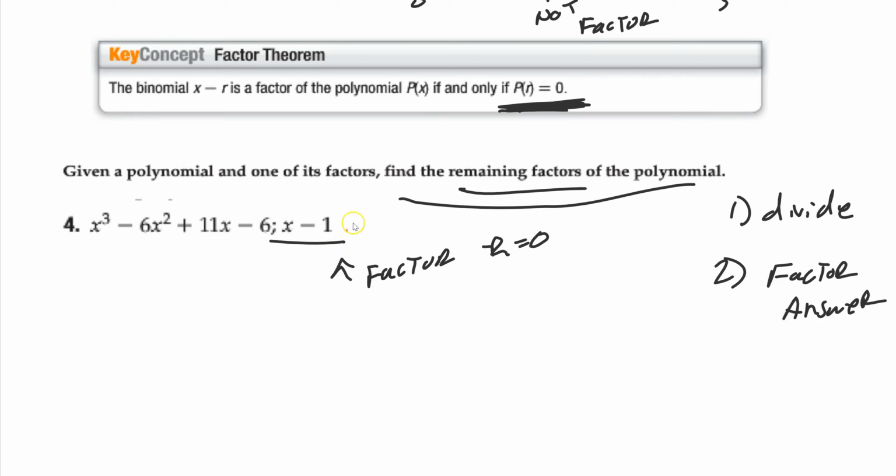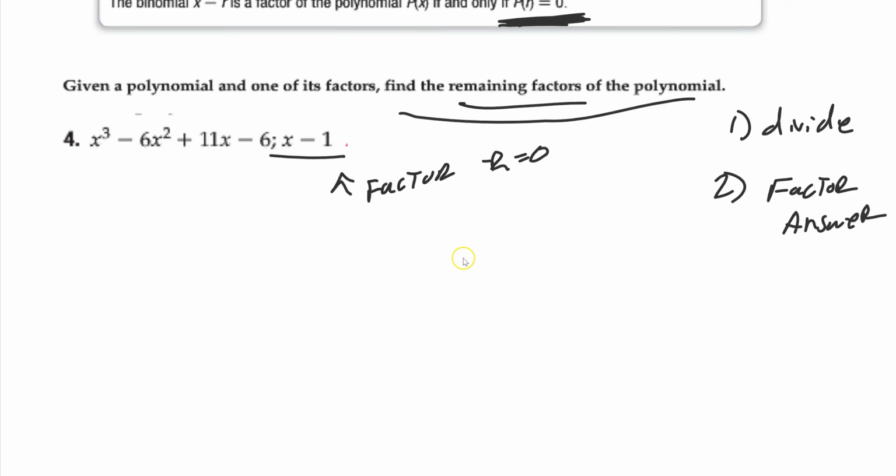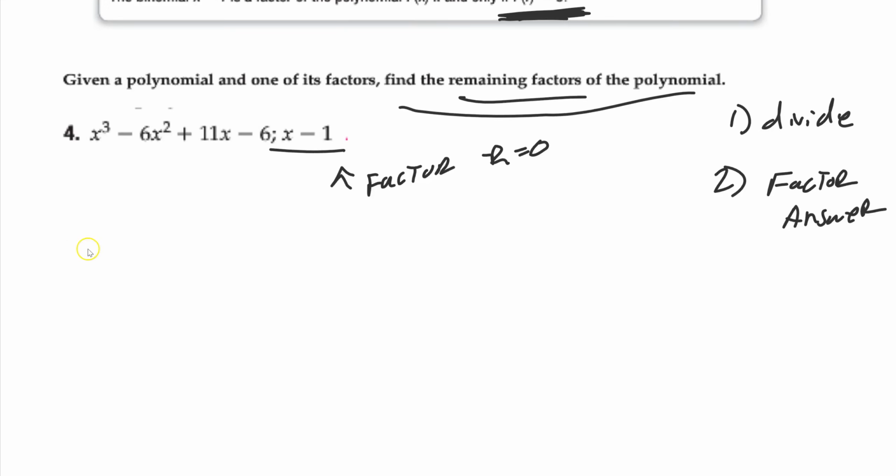They're saying, hey, this is a factor. So if I divide this by that, it's going to give me a remainder of 0. So I get a nice even polynomial, and I can just factor that answer. So that's the idea. Let's do it. Let's do a couple of examples of this.